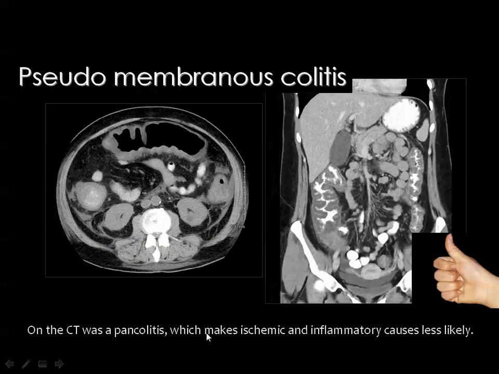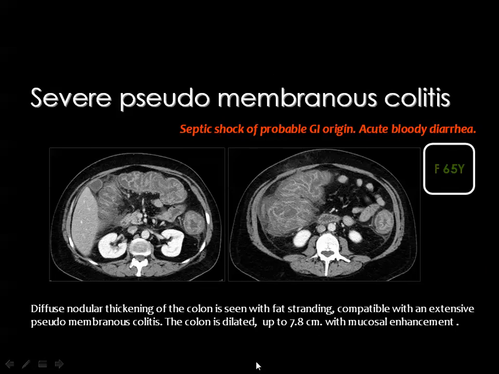And if you look at the CT scan of the same case, you can appreciate the typical appearance of this disease. And this is another case of a female patient with septic shock, suspected to be of possible GI origin, and she also has acute bloody diarrhea. And you see severe dilatation of the right side of the colon, and the typical appearance of mucosal thickening and mural thickening with stranding of the pericolic fat.